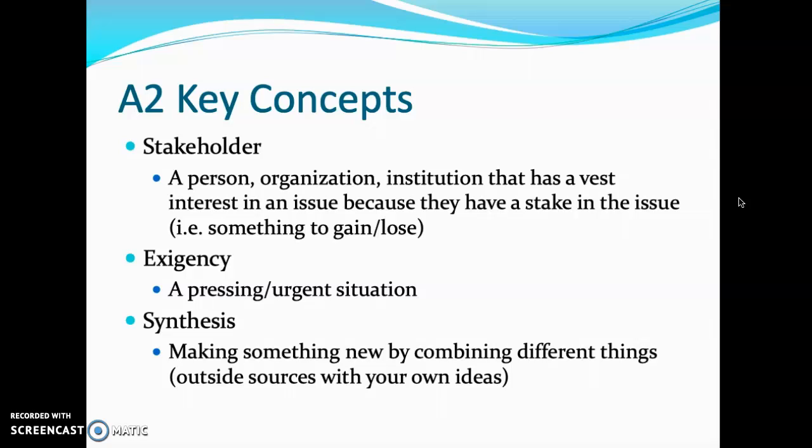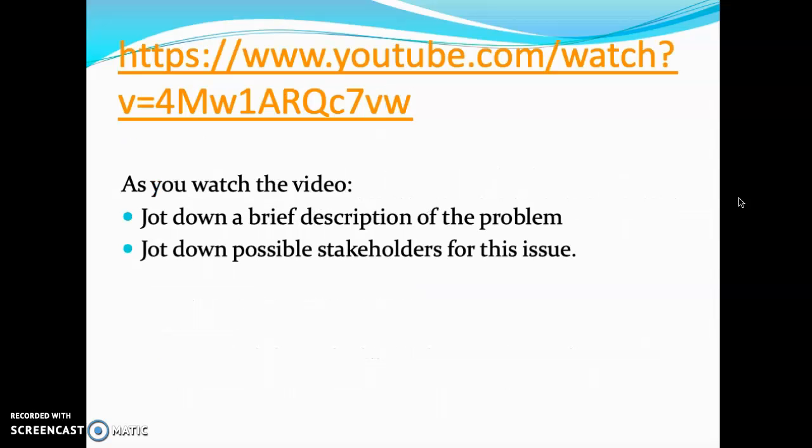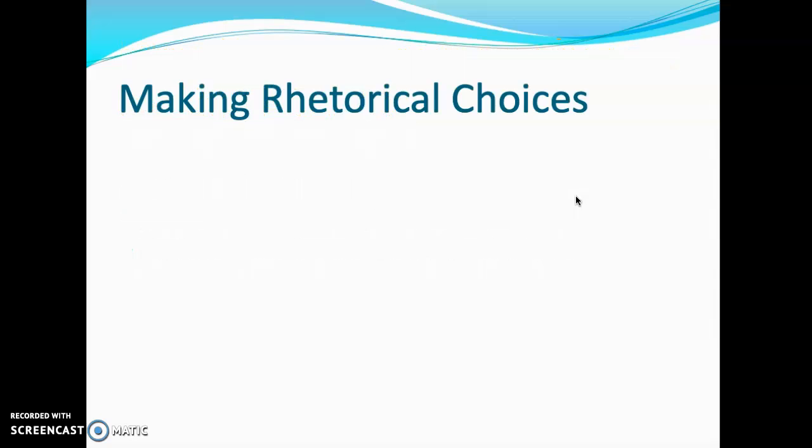And if it's useful to you, I do recommend reviewing the A2 requirements sheet on your own. This can be found at the very top of the Canvas page on modules, and you'll see A2, and it's called the stakeholder proposal. So go ahead and take a look at those assignment requirements and let me know if you have any questions about that. So next, I want you guys to watch the video on this link here. And as you watch the video, jot down a brief description of the problem that you're noticing in the video, and then jot down possible stakeholders for this issue.